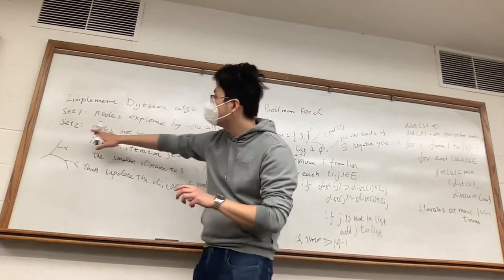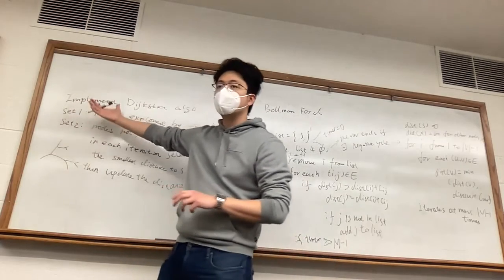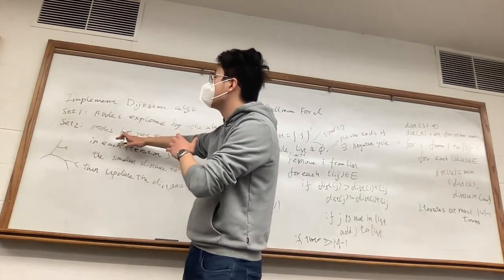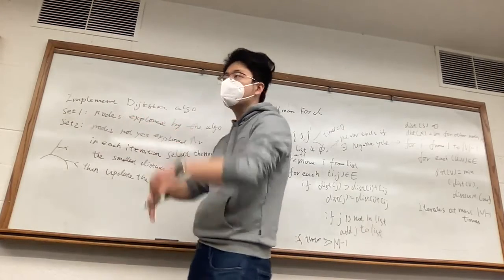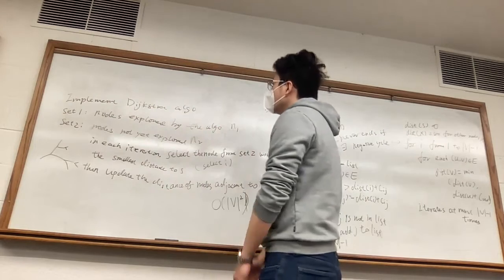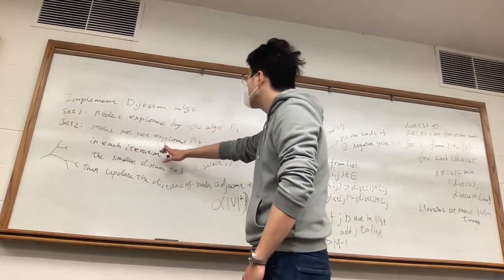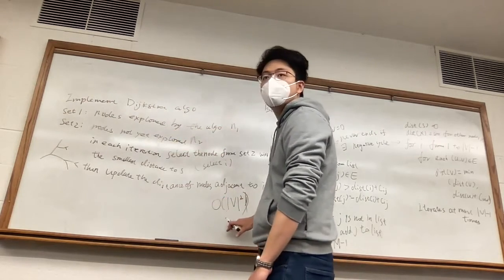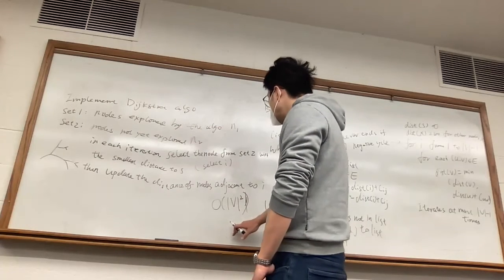You remove 1 node from set 2 and add it to set 1, and there should be N nodes from set 2 that you should add to set 1. So you should run N iterations, and in each iteration, you need to traverse set 2. So this is O(V squared), right?